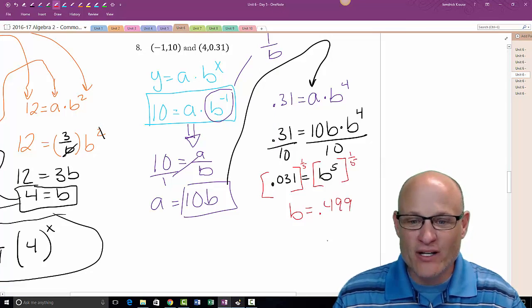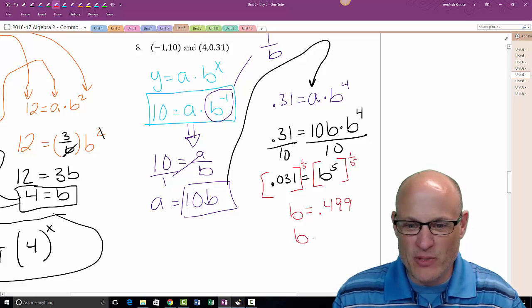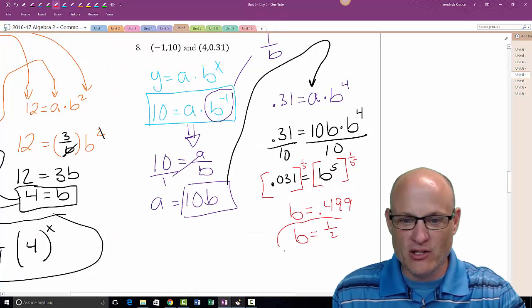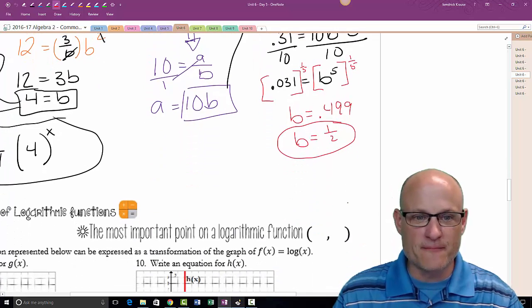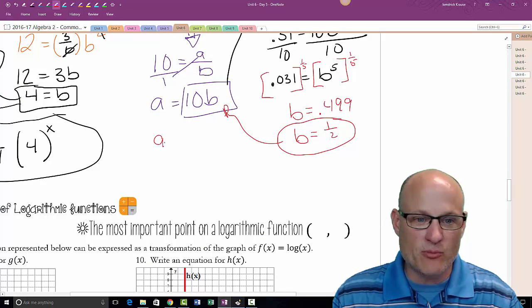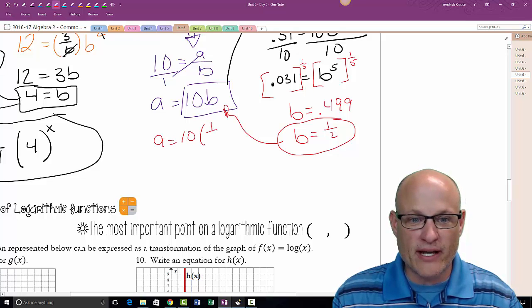So b is equal to 0.499. Wow. Isn't that really close to a half? So b looks like it really is a half. Now, was it positive or negative? Positive. All right, so b looks like it's 1/2. So here we go, we're good. Oh, we haven't figured out what a is. Plug this back in over here, and then a would be equal to 10 times 1/2. And I get a equals 5.